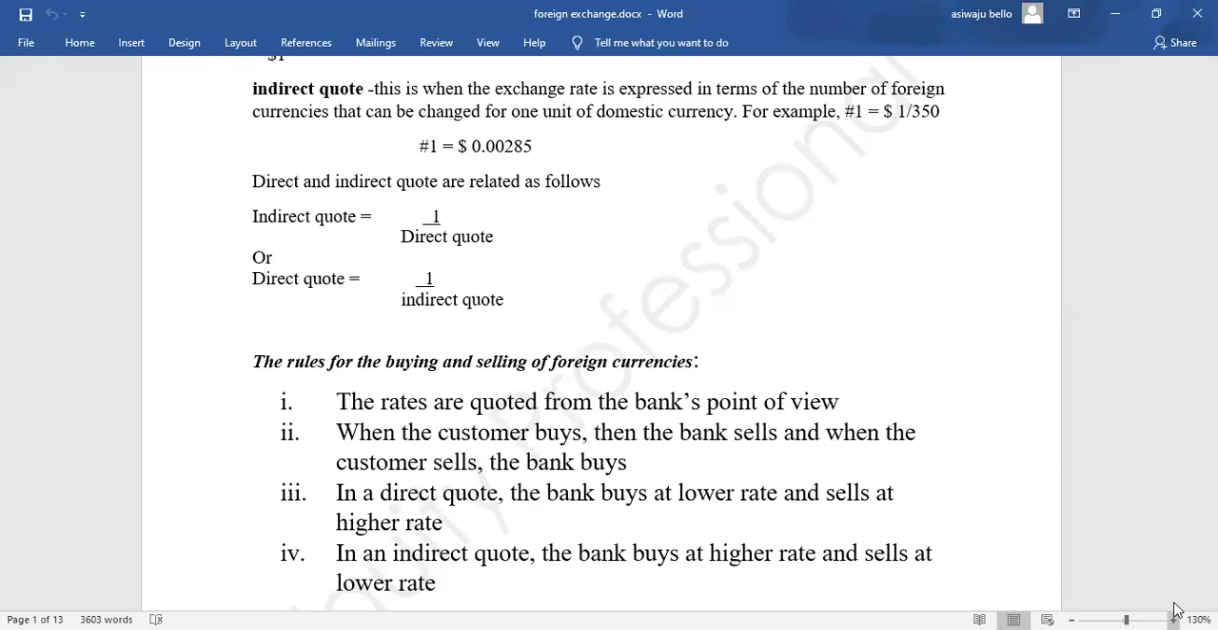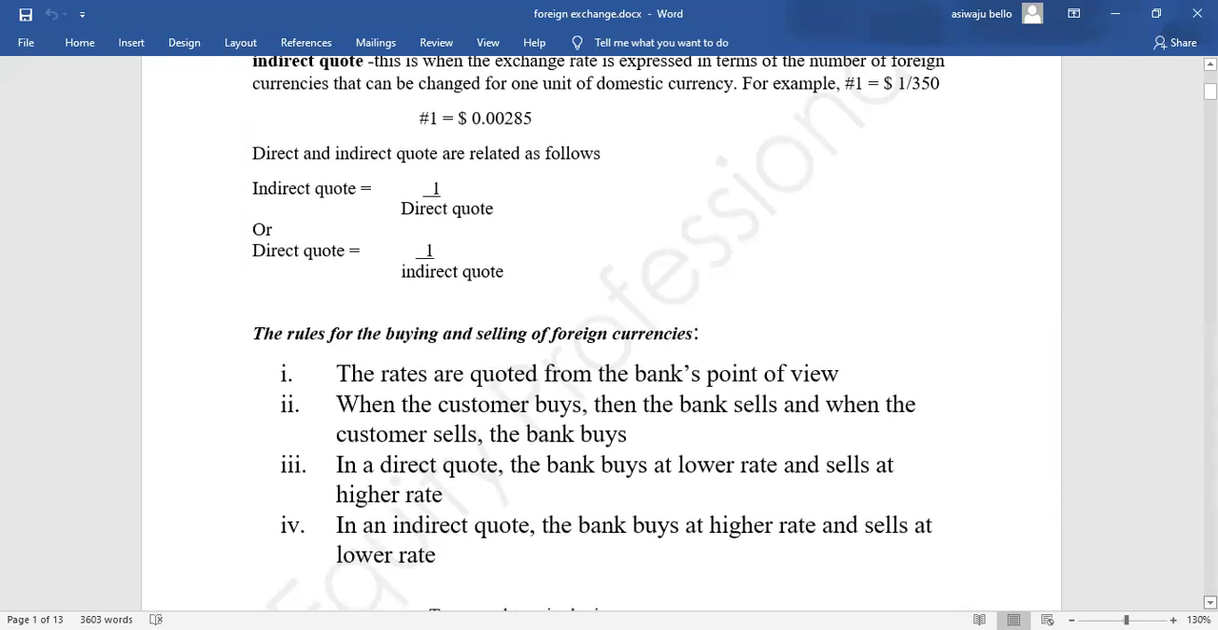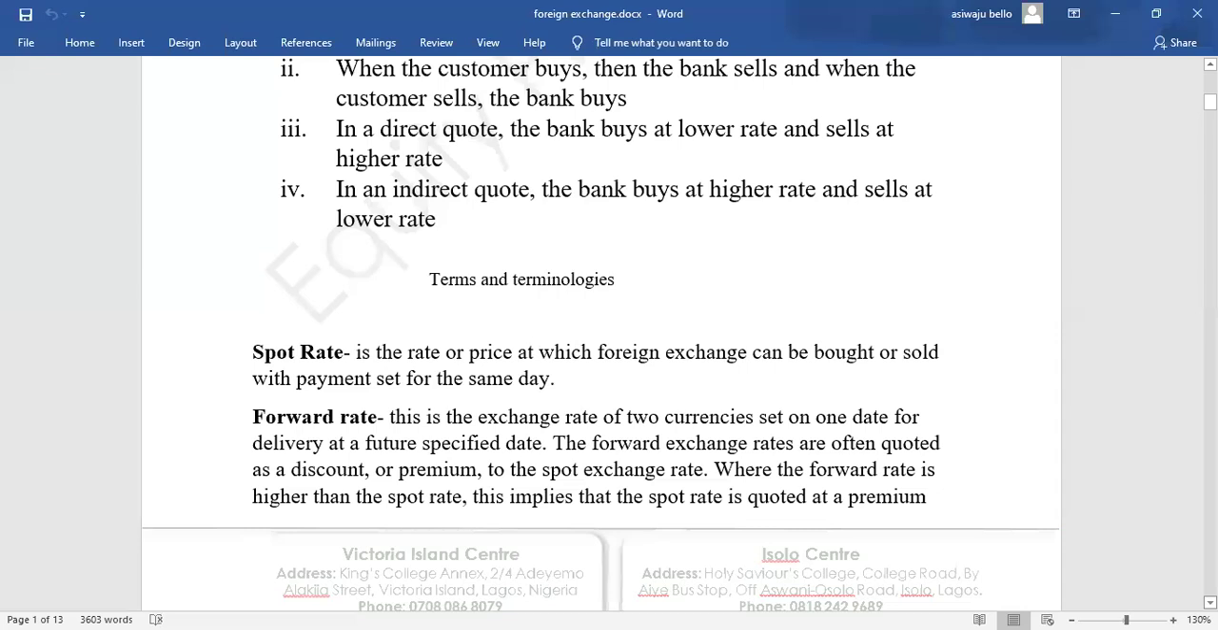In an indirect quote, the bank buys at higher rates and sells at lower rates. So please memorize the 4 rules.